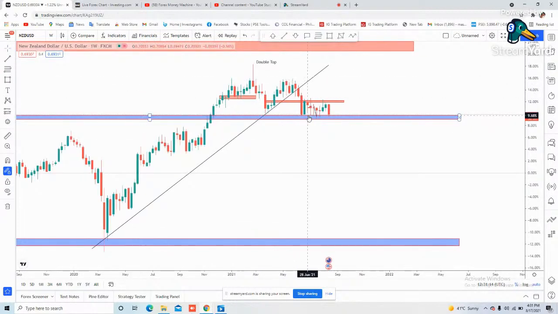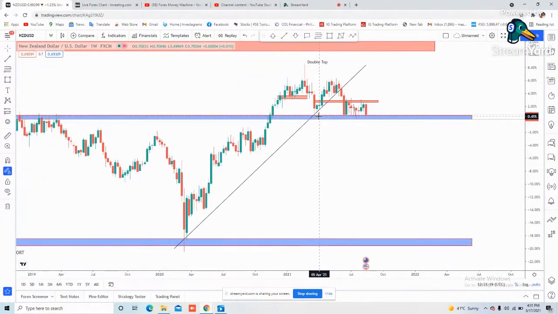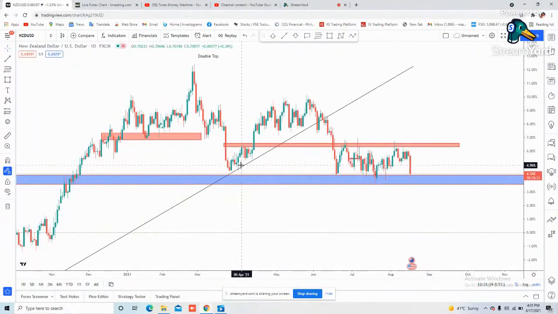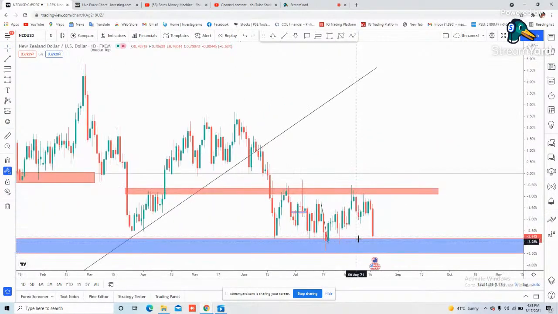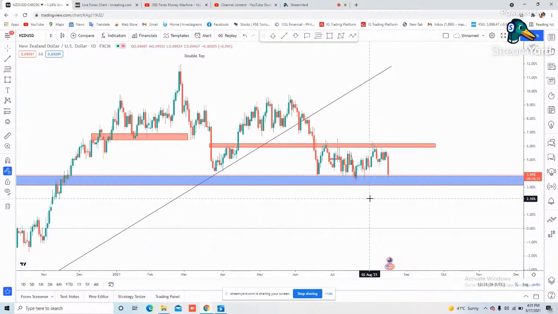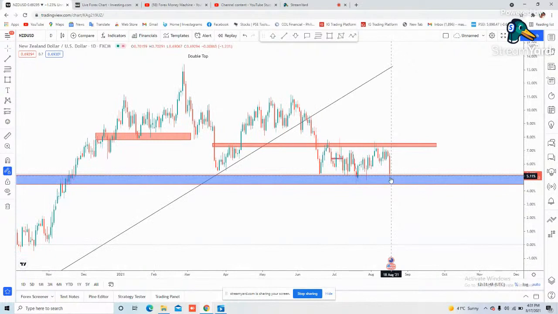Then the price goes down, then it consolidates here. And you can see this bearish candle. And check the daily. There is a bearish candle here. Let's see what will happen. Here, see the reaction of the price approaching the support area. There is a reaction in it.